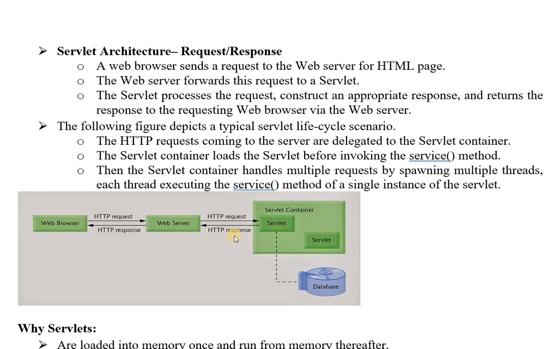Then, once the response is generated, the response reaches the web browser. Now, understand that the web browser is your client. So, via the web server, the HTTP response will come to the web browser. Now, in doing all of this, it will use multiple methods. The initialization is done via the init method. The actual handling of the request is done via the service method. And once the work is done, and the servlet has handled multiple requests, you can just remove the servlet from memory using the destroy method.